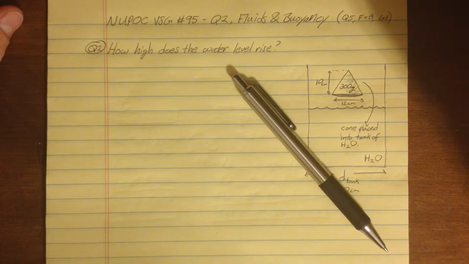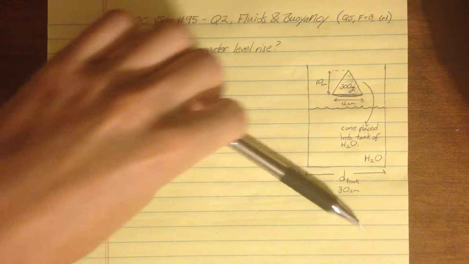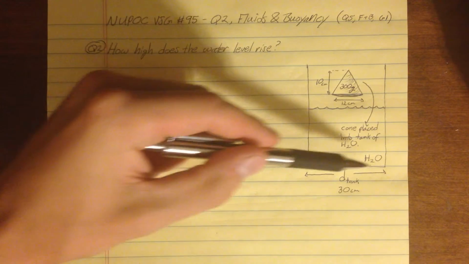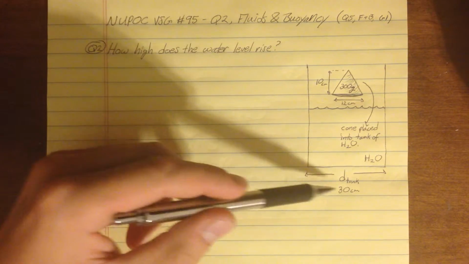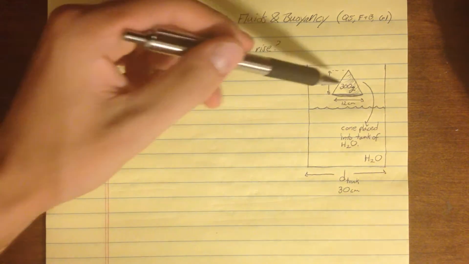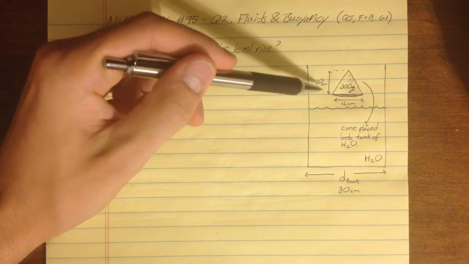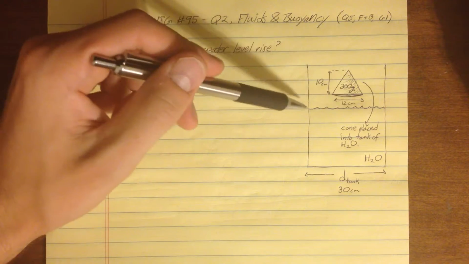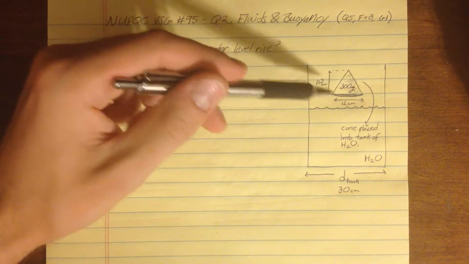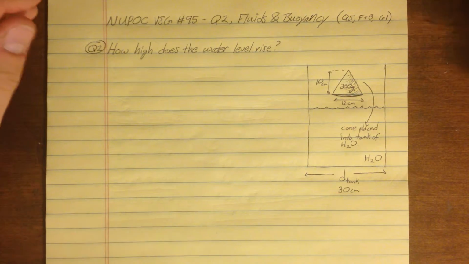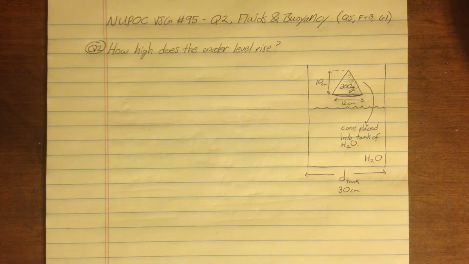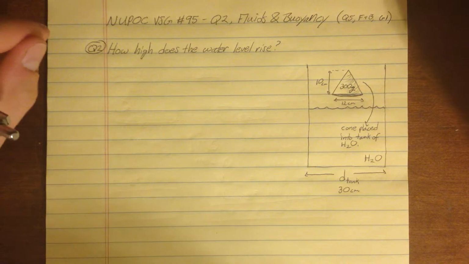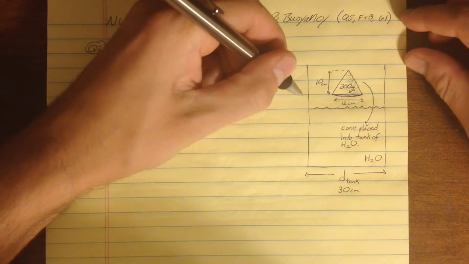Let's take a look at another fluids and buoyancy problem now. So in this problem we have a tank of water, and the tank has a diameter of 30 centimeters, and we have this cone with these dimensions here. It's 10 centimeters high and 12 centimeters across at the base, and it weighs 300 grams, and we want to know how high the water level will rise.